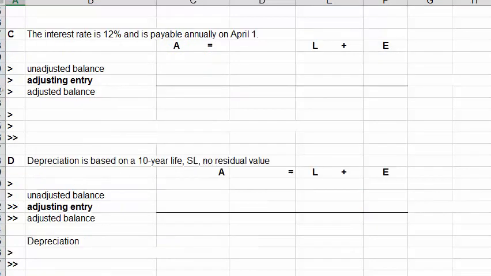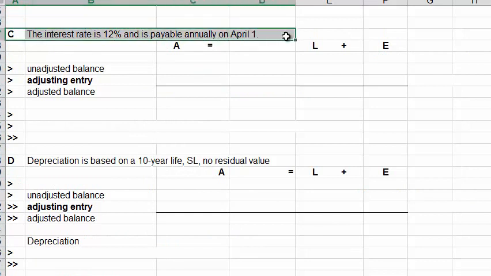The next adjusting entry was this information in item C. It says interest rate's 12% and is payable annually on April 1st. So what are we talking about here? Well, we're talking about something that's payable annually that would have an interest rate, and that sounds like what we're talking about here, and it is. It's interest on the loan.